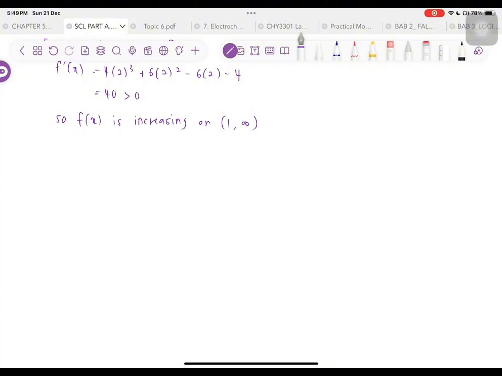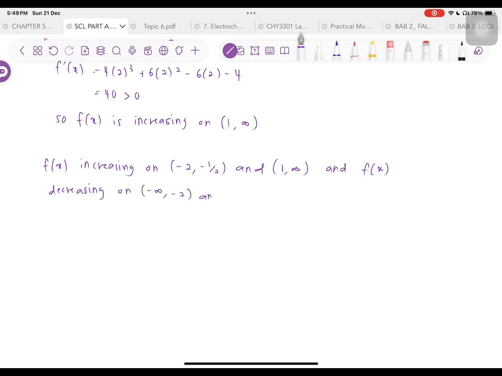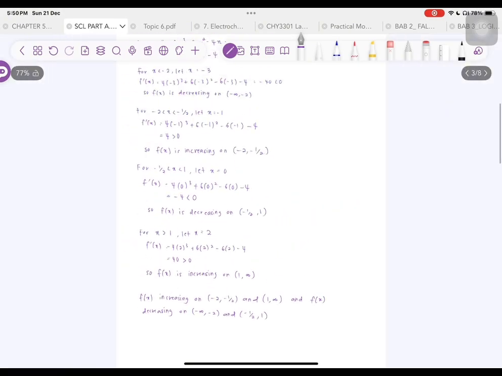So the answer is f(x) increasing on (-2, -1/2) and (1, ∞), and f(x) decreasing on (-∞, -2) and (-1/2, 1). That's all for part C.